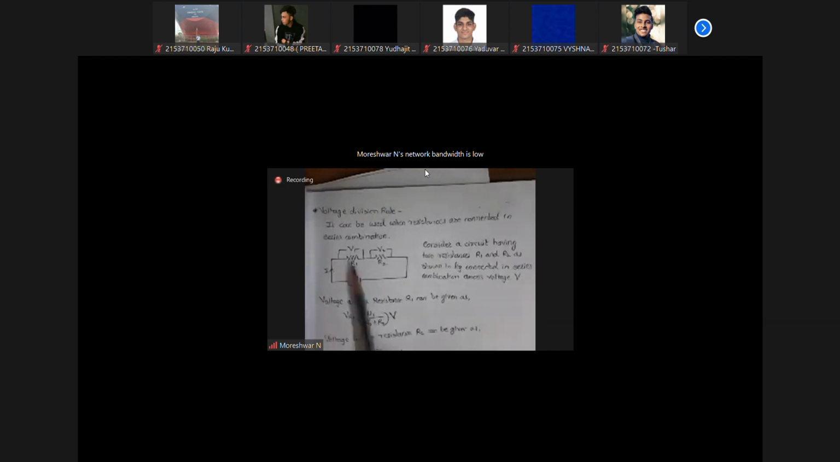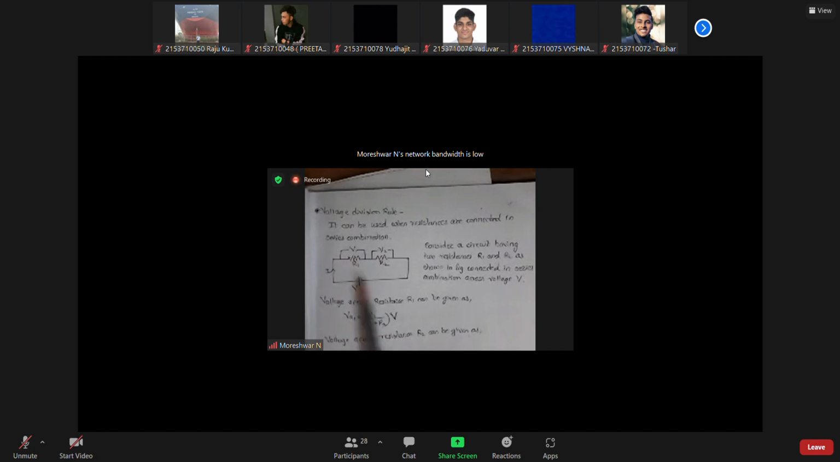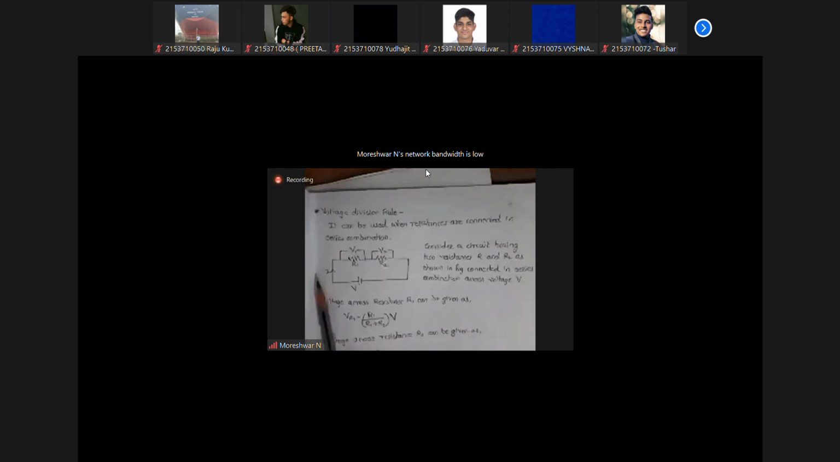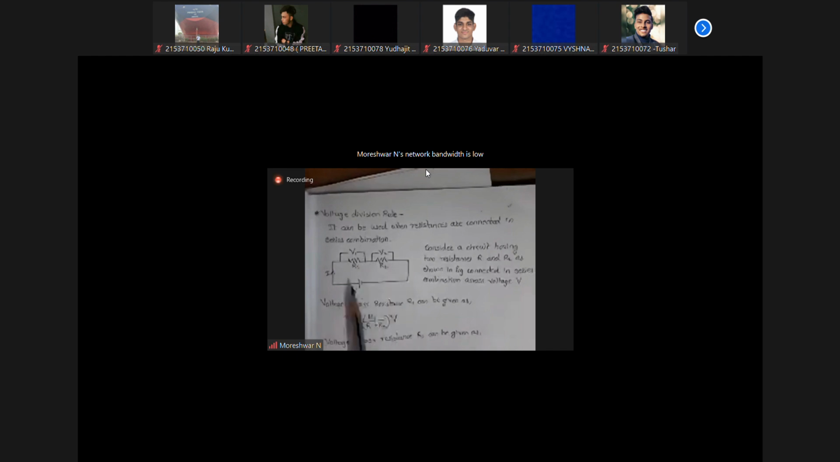In this circuit diagram, you can see R1 and R2. These two resistances are connected in series, and this series combination is connected across this voltage source. When voltage is applied, some value of current flows through the circuit. The current flowing through R1 and R2 is the same because both resistances are connected in series. So the applied voltage is divided across R1 and R2.